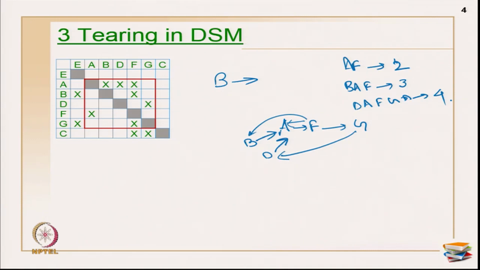Now what are the options I have? I have many options now. I am going to put this here so that it is easy for us to evaluate: AF, BAF and then DAFG. Let me erase all these.